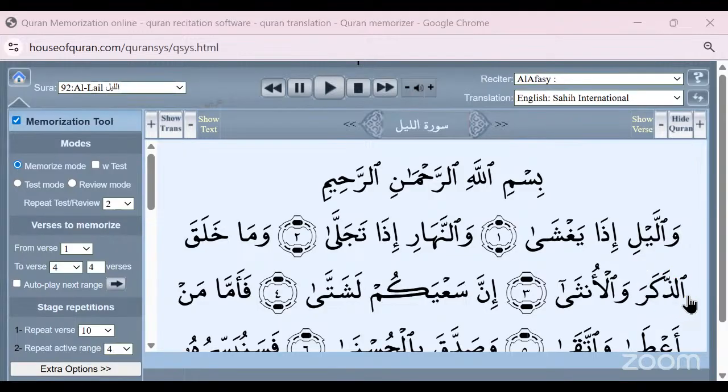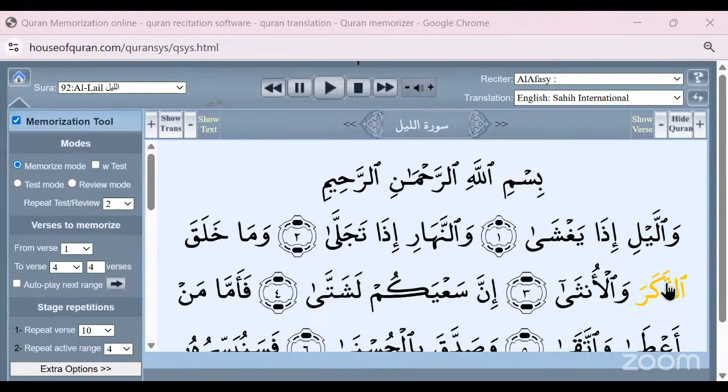The lam that comes with al, when it is followed by a sun letter, do we pronounce it? Do we give it sukun or do we skip it? We skip it. We must skip it because it is followed by a sun letter. Yes. The sun letter has gotten all the power.